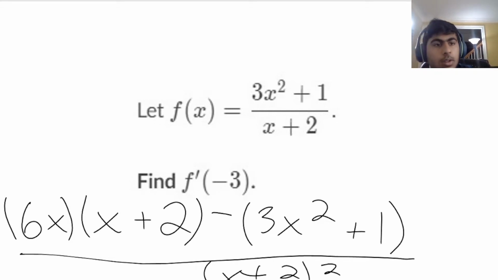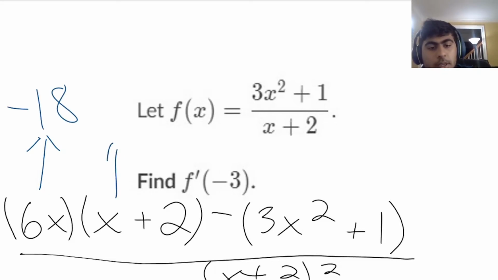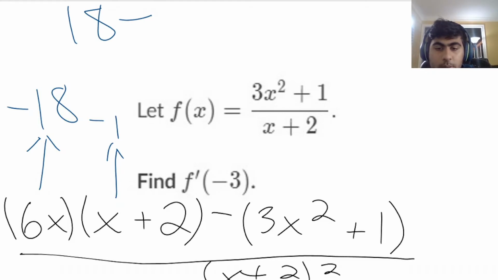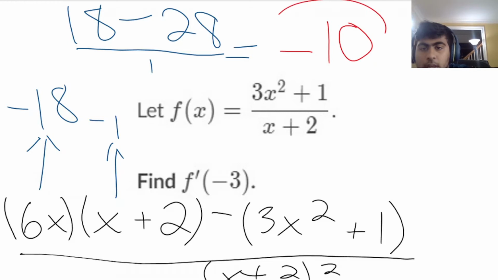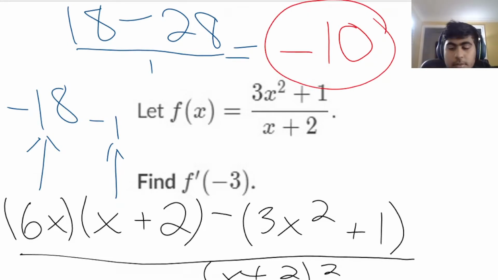Alright, so this will be negative 18. This will be negative 1, just plugging negative 3 in as x. That'll be negative 18 minus 3x squared would be 27, plus 1 would be 28, and that would be over 1 squared, which is 1. So that would equal negative 10 as our derivative.